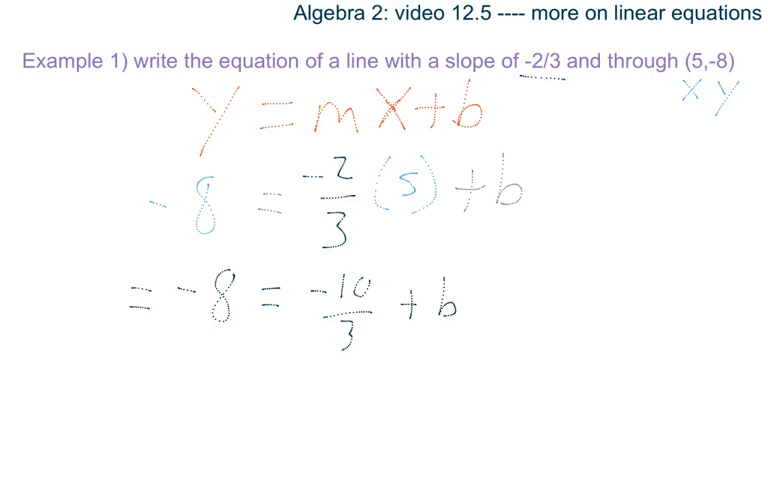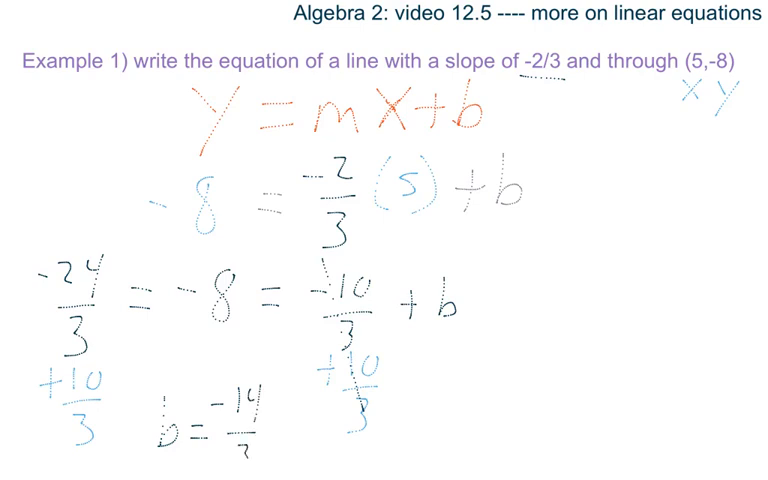I'm going to change negative 8 into negative 24/3, right? Same number, just the thirds version. So I convert to thirds, now I can add these together. So to both sides, I'm going to add 10/3. So what I have then is that b equals, because those cancel out, negative 24/3 plus 10/3, that's going to be negative 14/3. You can write that as negative 4 2/3 if you wish.